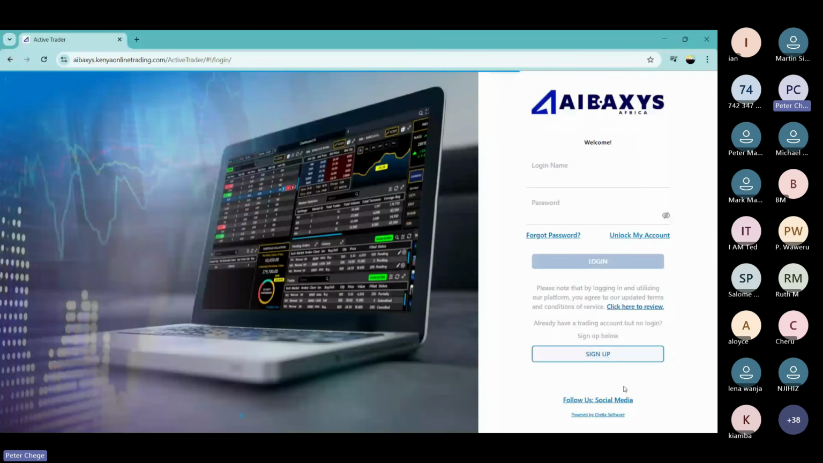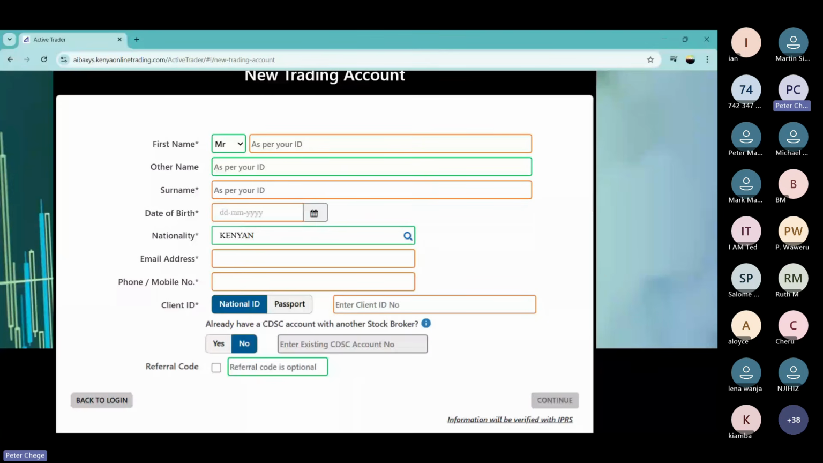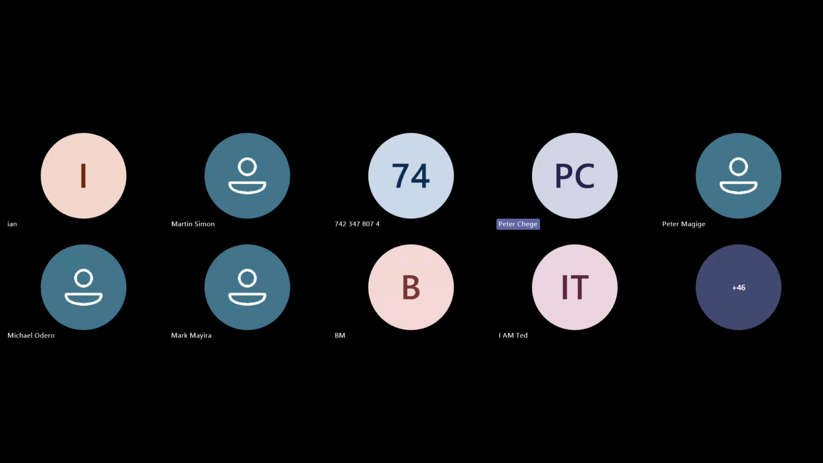So you click on open new trading. On the app, you just skip the first screen. The second screen has open new trading account. You have now the screen that you can see there. Fill in your details. There is somewhere it asks whether you have an existing account with another broker. You just click that, put the same CDSC number we have with the other broker. That makes it easy for you to get that CDSC account the same day. Fill in the full KYC, submit to the broker you are joining.